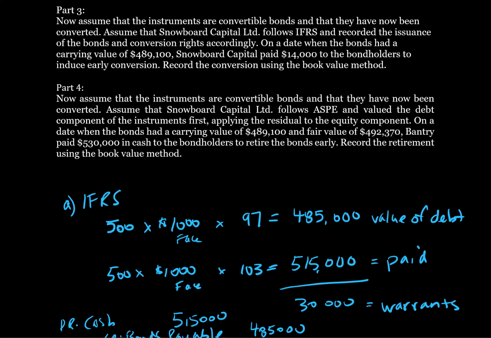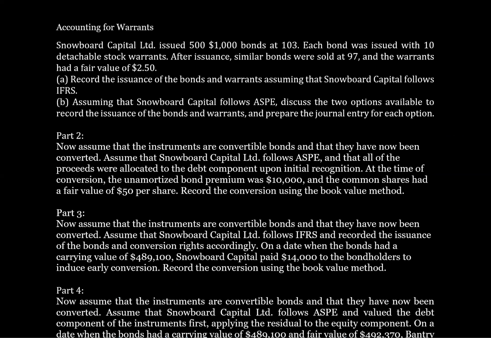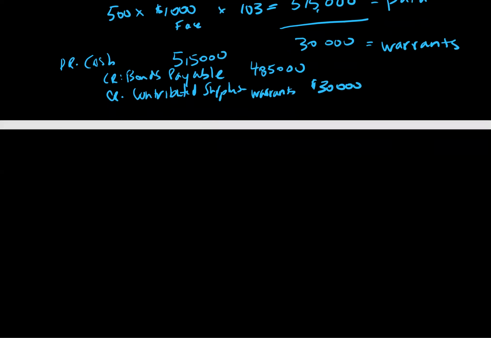Let's take a look above and see what the next part of this question was. So B said, assuming that Snowboard Capital follows ASPE, discuss the two options available to record the issuance of the bonds and the warrants and prepare a journal entry for each option. So like we said, IFRS required us to value the debt first. Now, ASPE allows us to have two policy choices. And the question is asking us to discuss the two policy choices and prepare the journal entry for each option. So let's take a look at that.